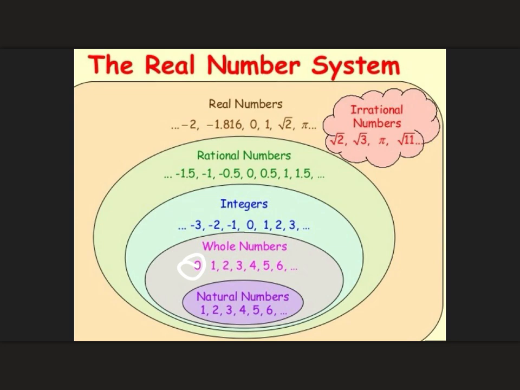The next number system is called the rational numbers. Here's where you have your decimals that can be fractions. And the next number system over here are your irrational numbers. These are numbers whose decimals do not repeat and do not end. And all of these numbers make up the real number system. They are subsets of the real number system.